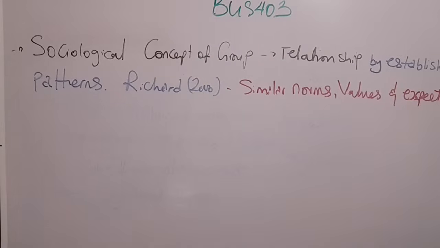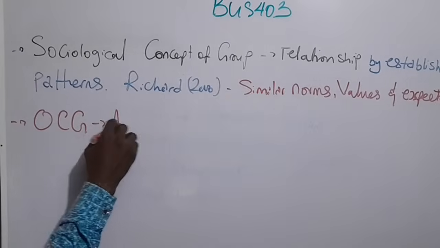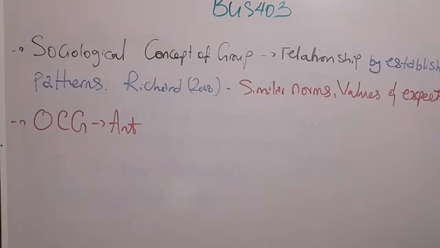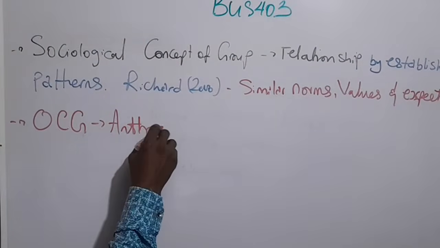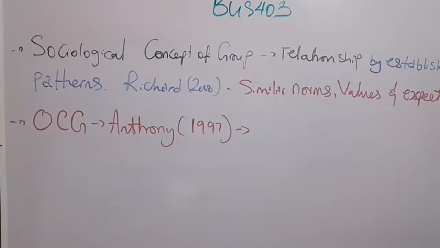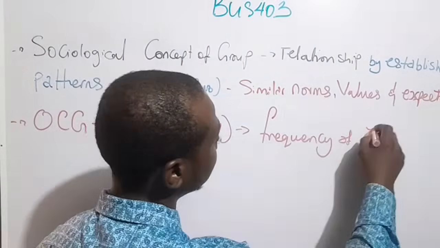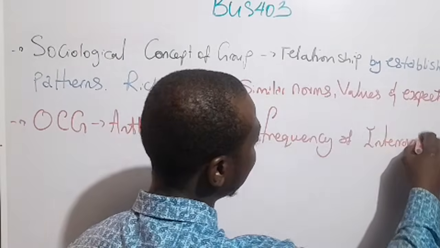What are the objective criterion of groups? Let's quickly consider the objective criterion. We can also refer to criterion as requirements, a prerequisite. According to the same Anthony in 1997, one objective criterion of a group is what we refer to as frequency of interaction.